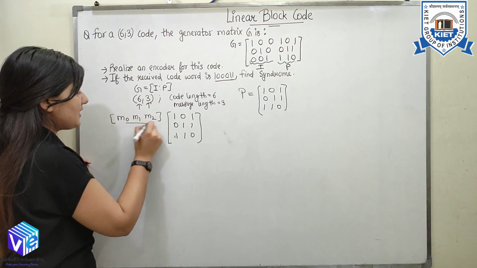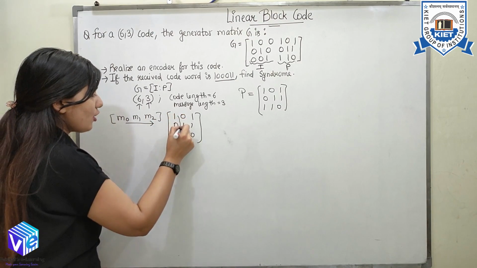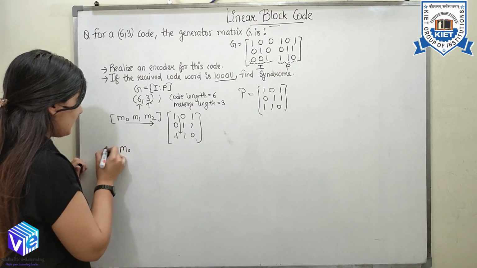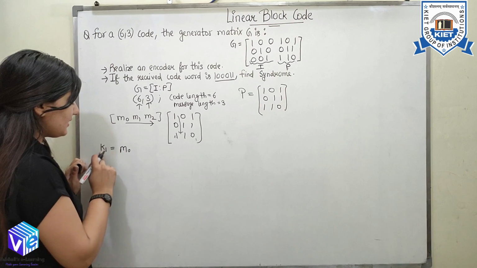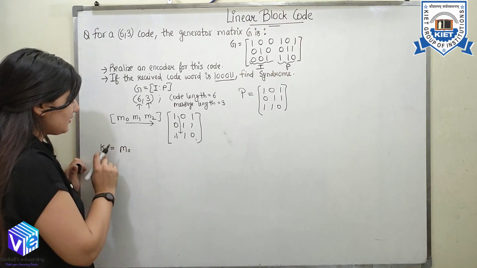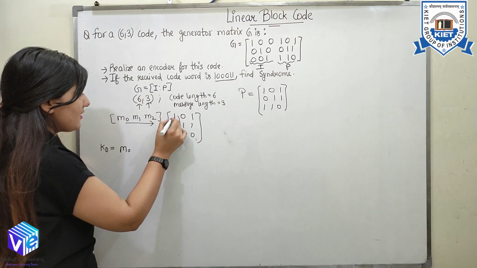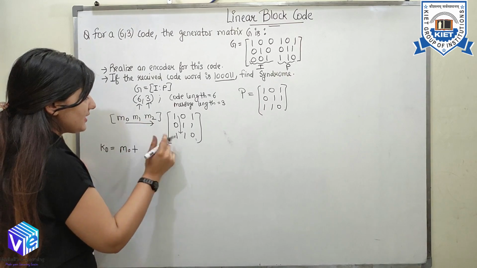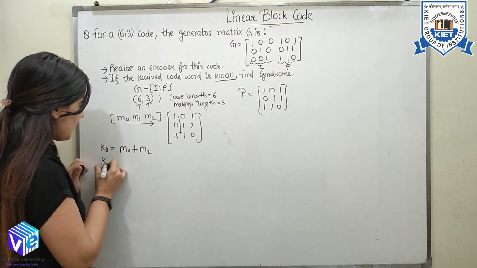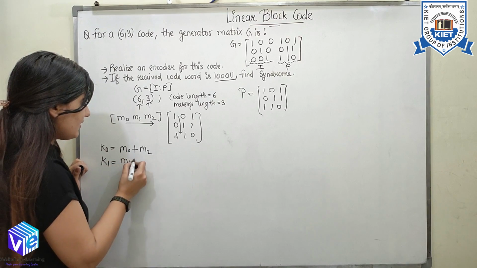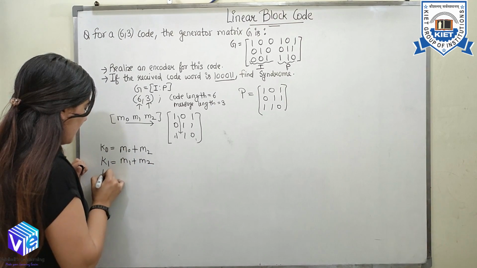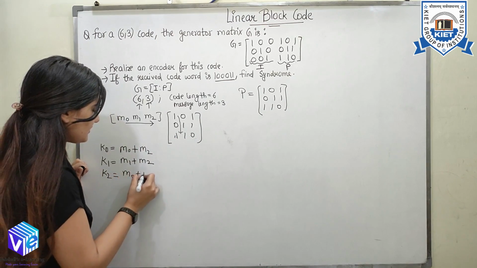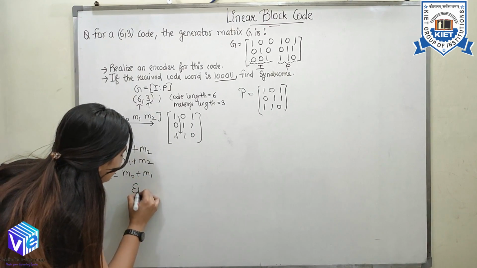Now how can I multiply? I'll multiply the message row with the first column, then again with the second column and again with the third column. So M0 is multiplied with 1, and I'll get M0. This is my first parity bit, K0. So M0 multiplied with 1 is M0, plus M1 multiplied with 0 is 0, plus M2 multiplied with 1 is M2. Similarly, I can find K1. K1 would be M1 plus M2, and K2 would be M0 plus M1, since M2 is multiplied with 0.